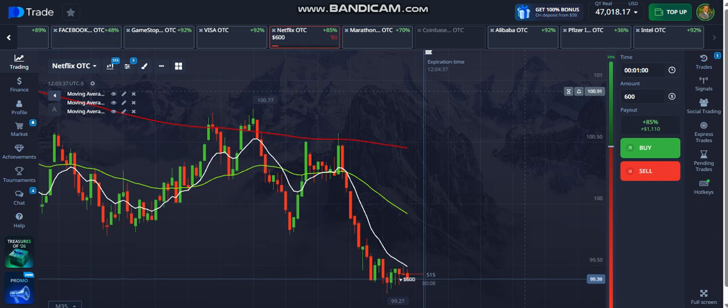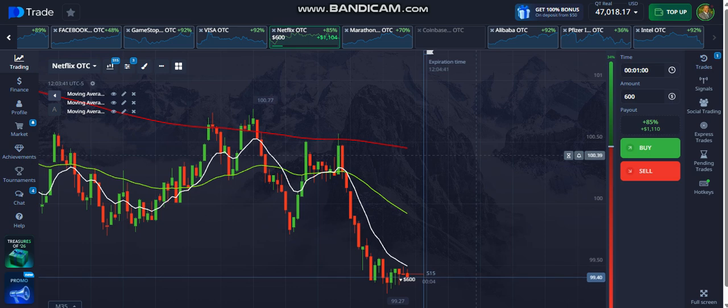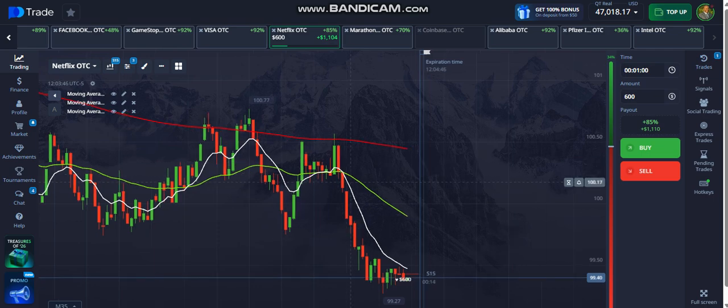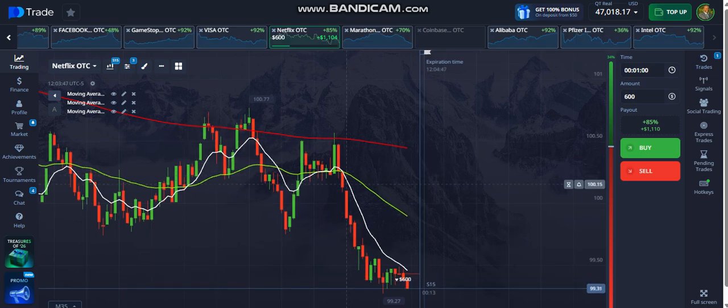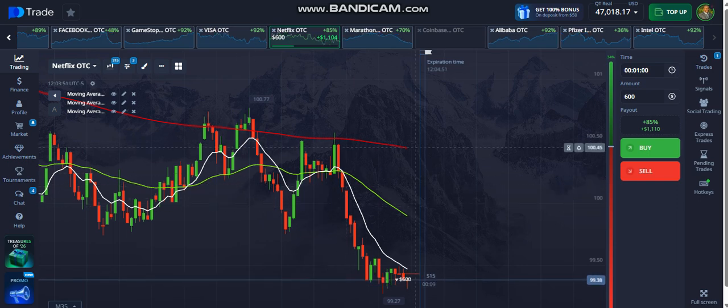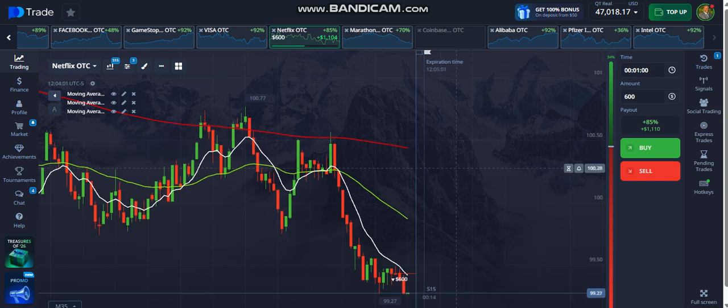Okay, so I'm on Netflix OTC, and I just took a sell trade, a put trade, and first of all, we see the crossover of the white 10 EMA line and the 50 green EMA. In addition to that, the 200 SMA is showing a strong bearish trend, a downward line here. So I took the trade, and let's look at the results.